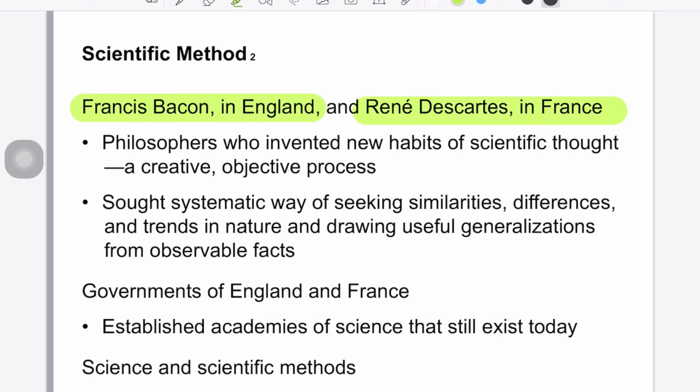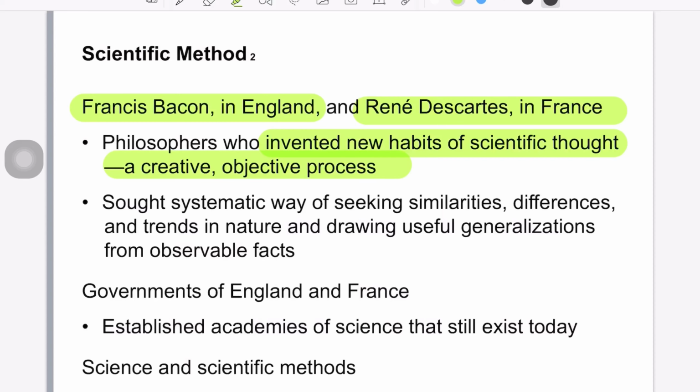So they could dabble in either what we now call science or arts or true philosophy that we understand today. But it's not just Bacon and Descartes, they were two of the main forces who helped to invent a new way of asking questions. So they invented new habits, if you want to think of that, of scientific thought for a creative, objective process. They came up with ways to look at what's the same, what's different, what are trends. Can we draw from these trends to make generalizations and predictions from observable facts?